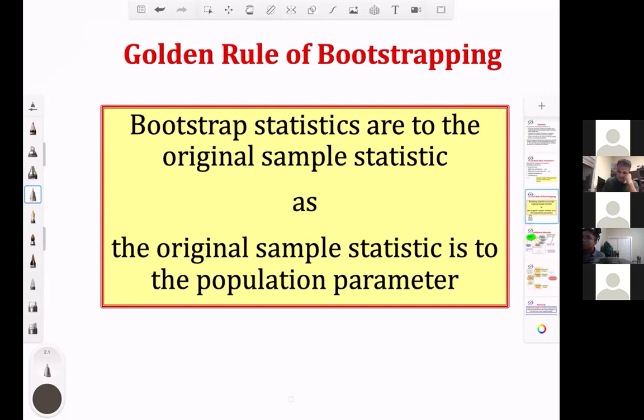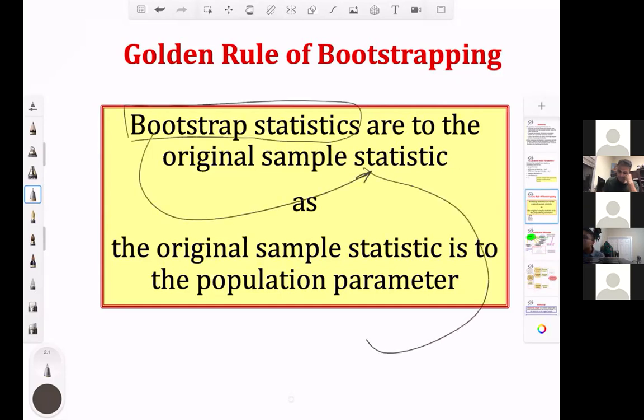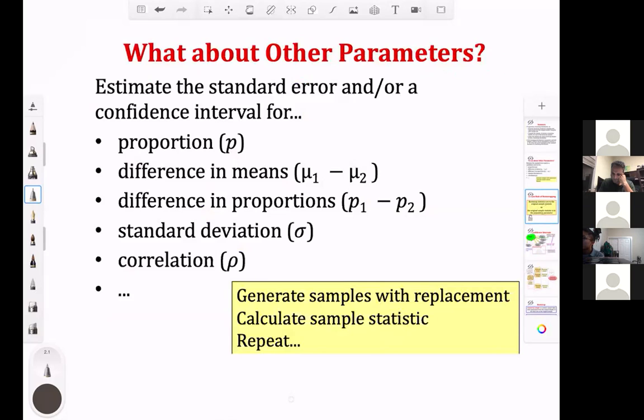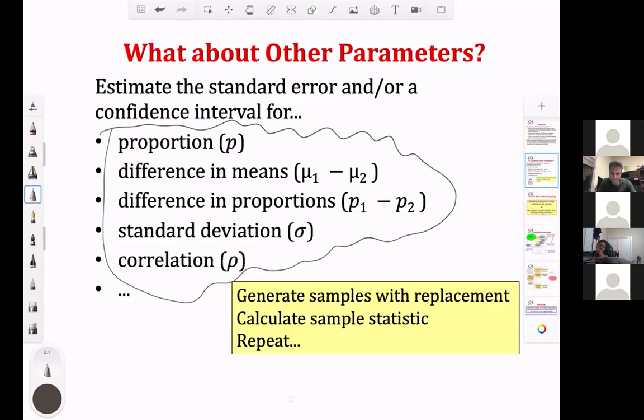So from bootstrap, we go to sample. From sample, we go to the population. In our example, we only talked about the average, but we can apply any other statistic like proportion, difference in means. The same idea we can apply to other parameters.